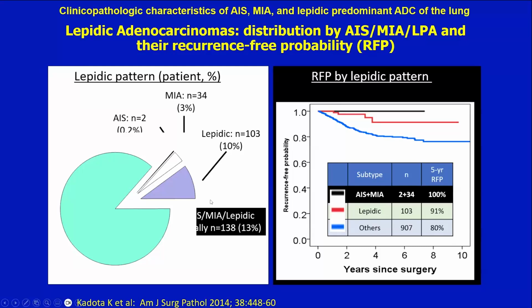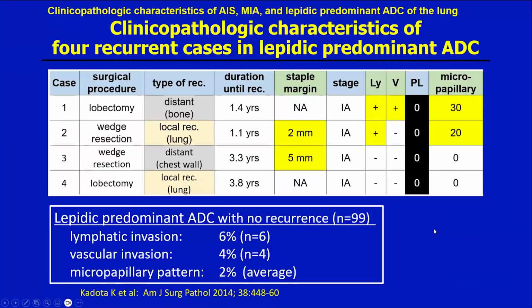So Koichi Kadota, who worked with us for many years, did a variety of important studies, but this one looked at the lipidic tumors we had at the time, including lipidic predominant adenocarcinoma, minimally invasive adenocarcinoma, and adenocarcinoma in situ. And out of about 1,000 cases, the lipidic predominants were about 10%, minimally invasive 3%, AIS 0.2%. And as expected, AIS and MIA had 100% disease-free survival, lipidic predominant 91%, and the other patterns 80%.